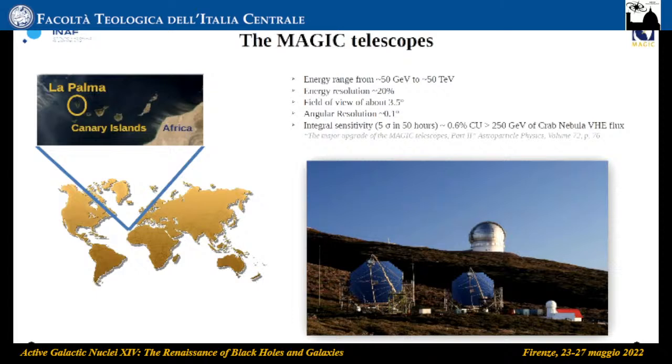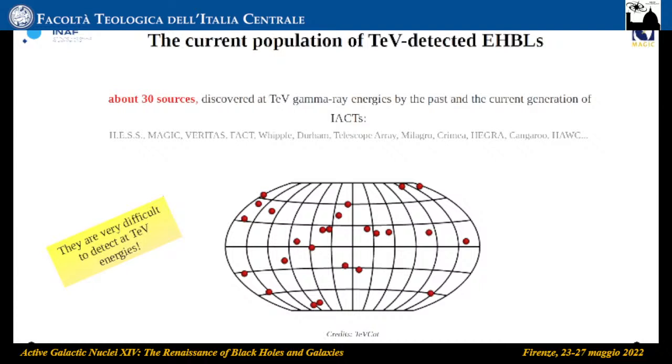in this energy band. I just came back from the MAGIC site. MAGIC is a system of two telescopes, and these are placed on a mountain in the highland of La Palma in the Canary Islands. And it's one of the three main telescopes that we call the current generation of Cherenkov telescopes.